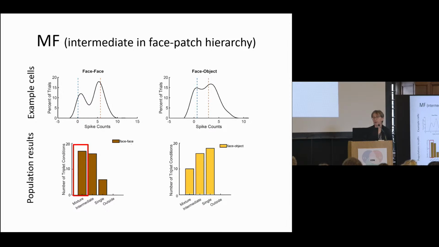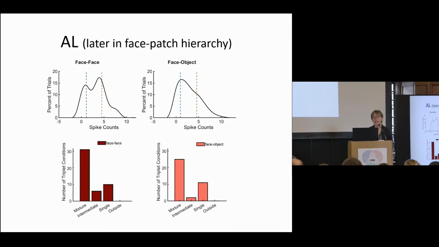When the faces are paired with a non-face object, we also see some mixture response patterns at the individual neuron level, but at the population level, the proportion of those is slightly lower than it is when the two stimuli are both faces. And that turns out to be a statistically significant result. In area AL, which is later in the face patch hierarchy, the picture is a little different. We see mixtures for both face-face and face-object pairs. But the difference between these two is not significant.